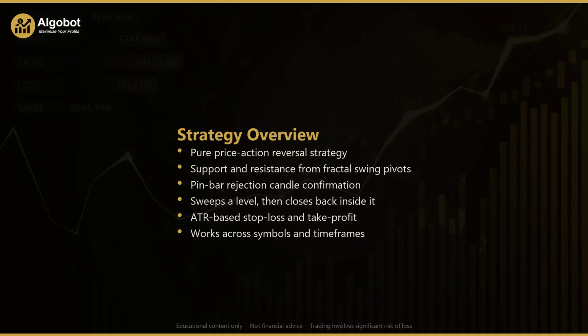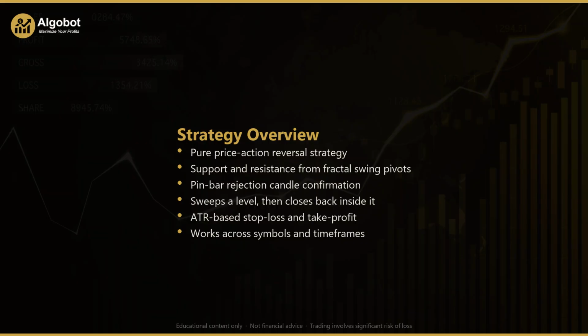Let's start with the big picture. Swing Pivot Pin Reversal is a reversal strategy that trades against short bursts of momentum, looking for moments where price pushes into an important level and is then rejected. It is built entirely from price action, so there are no lagging signal lines layered on the chart. Instead, the strategy relies on two building blocks working together.